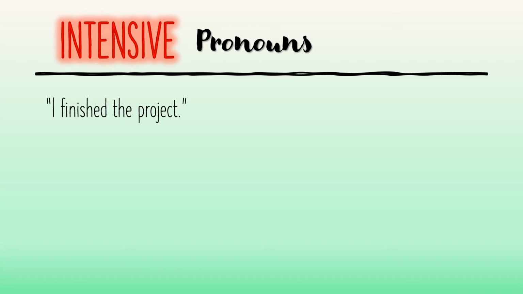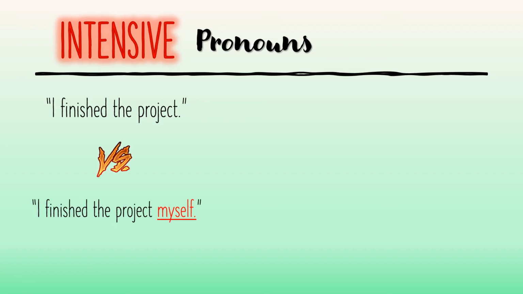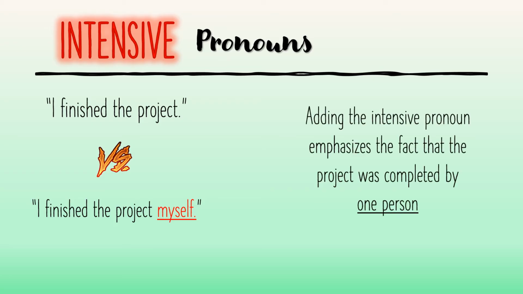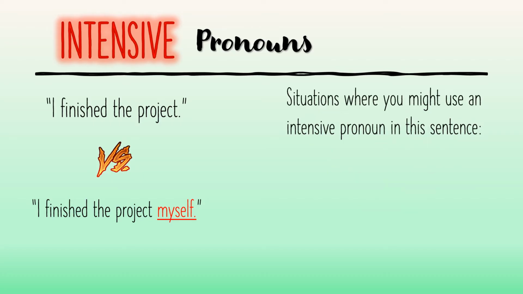Let's look at the sentence, I finished the project. We can add an intensive pronoun and change this sentence to I finished the project myself. The myself is the intensive pronoun that we've added to this sentence. Adding that intensive pronoun really emphasizes the fact that the project was completed by one person. When using intensive pronouns, or when we encounter intensive pronouns, it's important to think about the situations in which they're used. So a few examples of when we might use an intensive pronoun for this sentence is when it's important to show that it was done by one person.